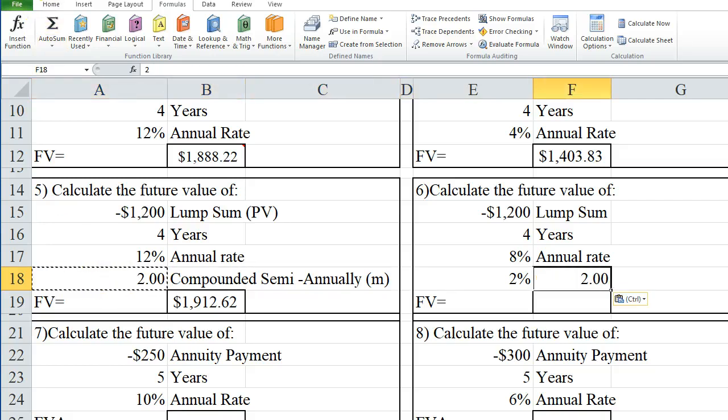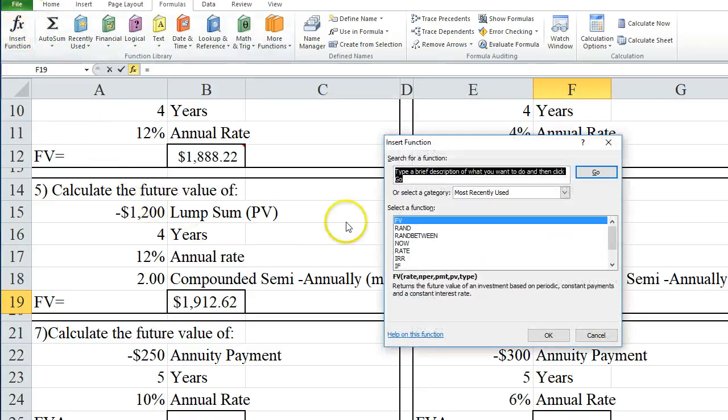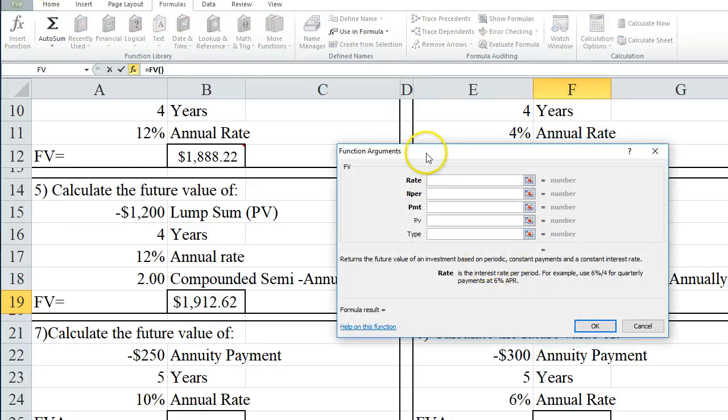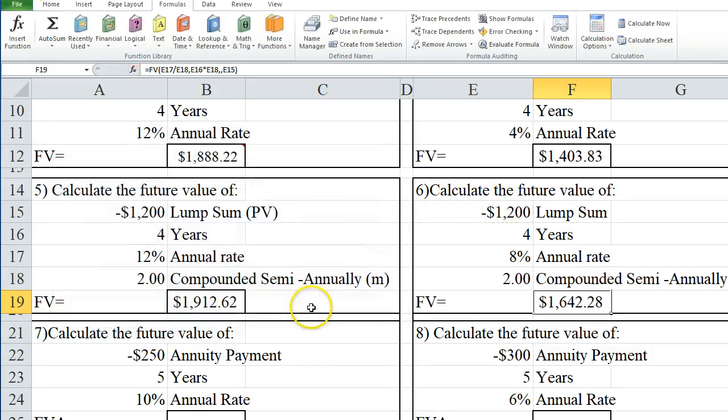If it was monthly, it would be 12. So it's just the frequency of compounding within a year. So again, when I want to insert the function, the rate will have to be divided by the frequency, and the N per would be the years multiplied by the frequency. And the present value is 12. So we just hit OK here.